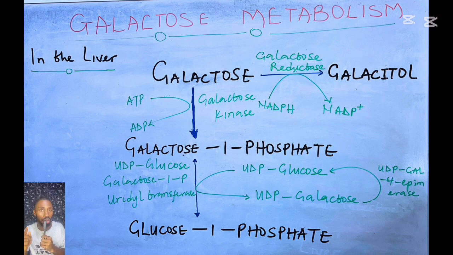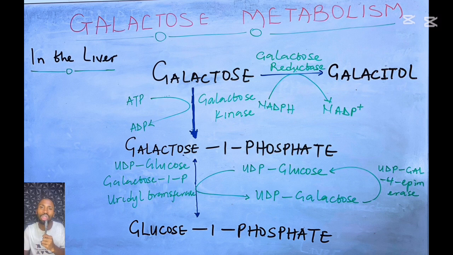Don't forget. Galactose 1 phosphate is added to UDP glucose to form glucose 1 phosphate and UDP galactose. The enzyme catalyzing this process is galactose 1 phosphate uridyl transferase. The uridyl transferase transfers the UDP from UDP glucose to galactose.